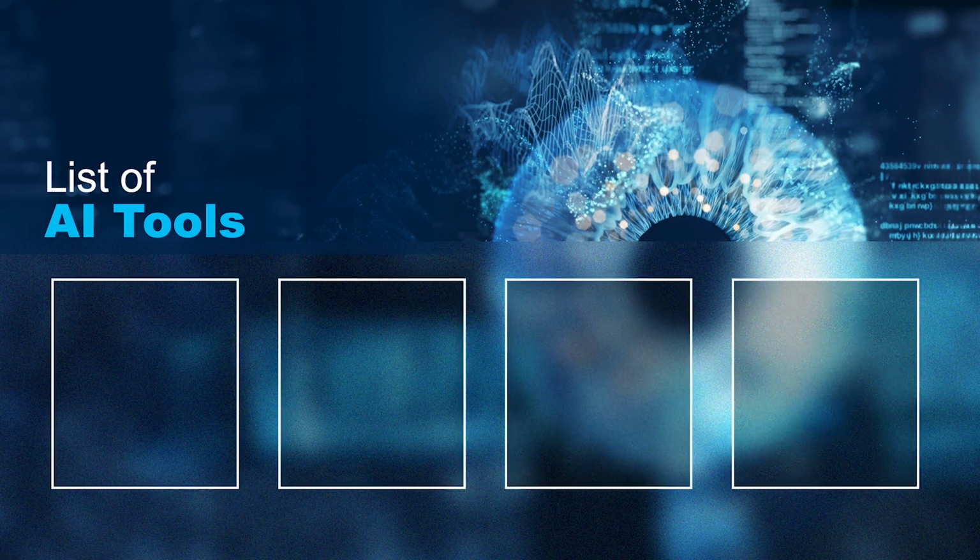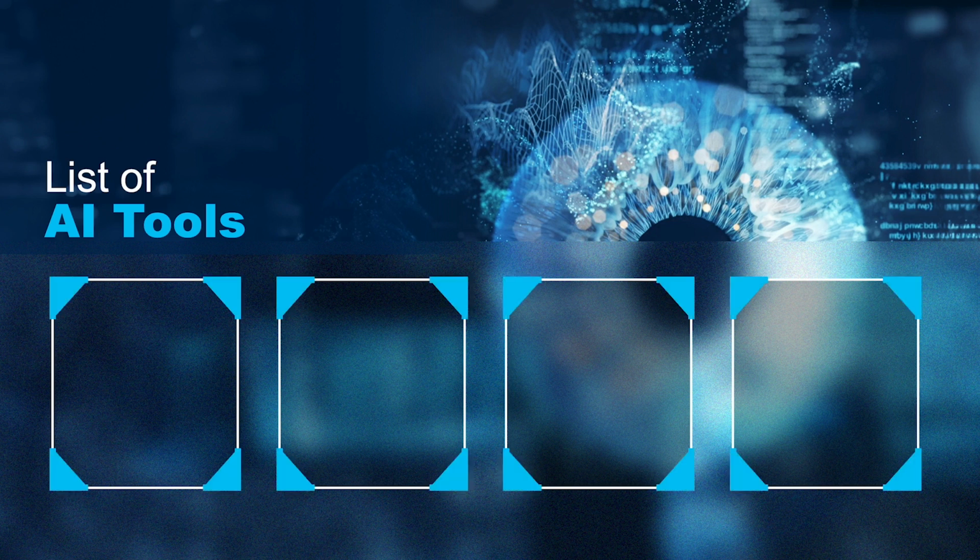Let's move to the second slide, and for that I have added the same effect that I have added on the left towards the bottom half of the slide. And now I'm adding the title, list of AI tools, 4 boxes to build up the slide. I'm adding some frames around those boxes to make it look visually interesting.